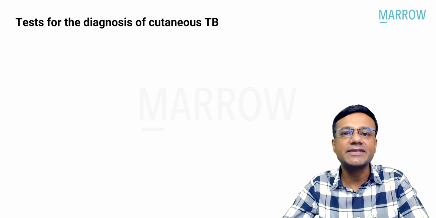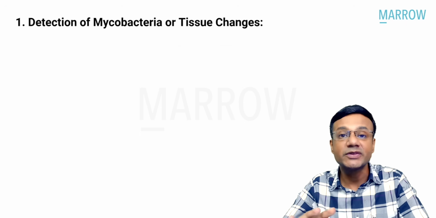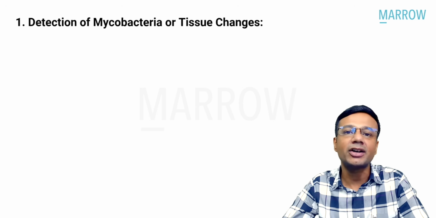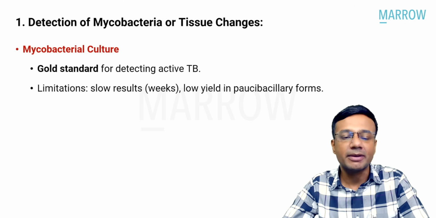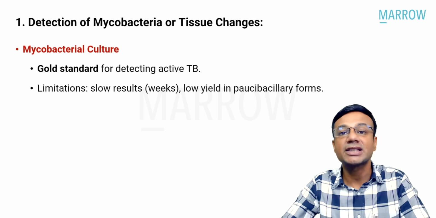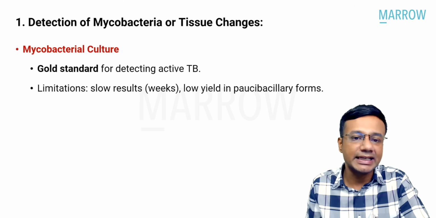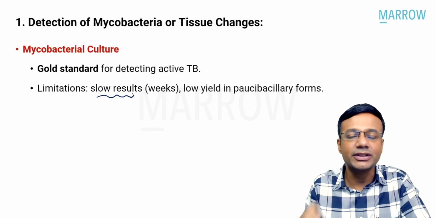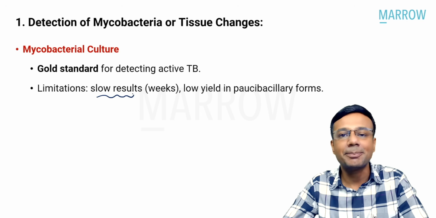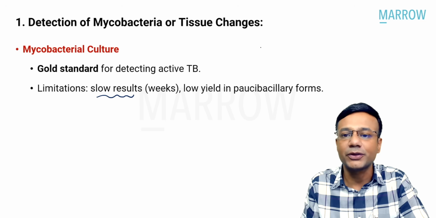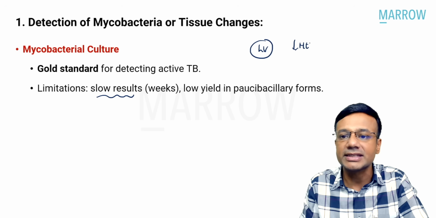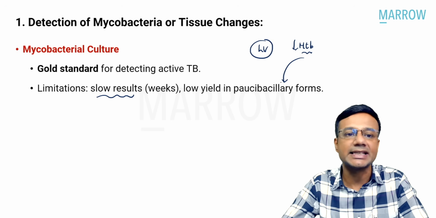Quickly looking at tests which are used for the diagnosis of cutaneous tuberculosis. Number 1, the tests which can detect either the mycobacteria or the tissue changes. We have mycobacterial culture, which is the gold standard. Please remember, students, the problem with this investigation is slow results. It takes many weeks for the results to come. And in paucibacillary forms, for example lupus vulgaris, the load of Mycobacterium tuberculosis is less, so the yield is less.